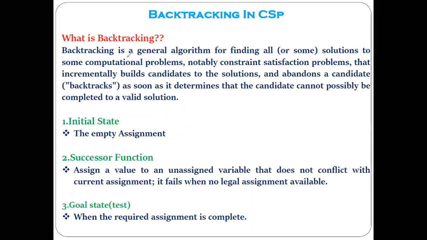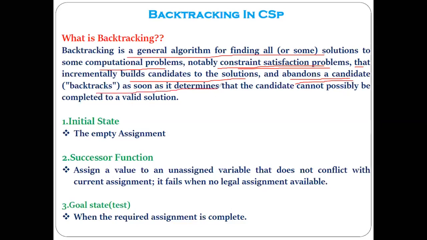Backtracking is nothing but a general algorithm to find the solution for some computational problem, notably constraint satisfaction problems. It incrementally builds candidates to the solution, which means we go on finding the solution, and at a certain point we abandon a candidate, which means we stop.